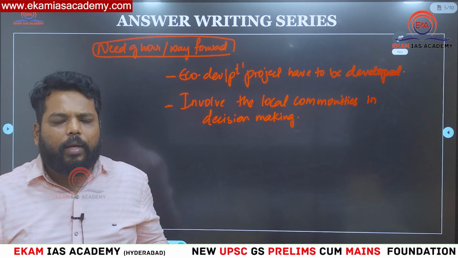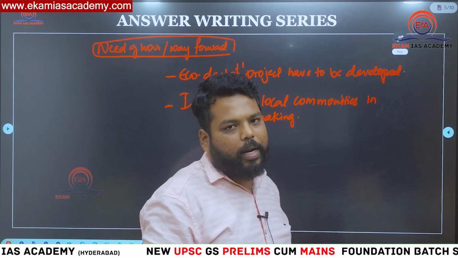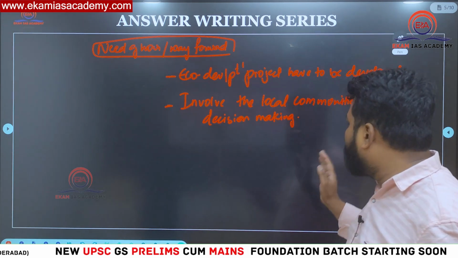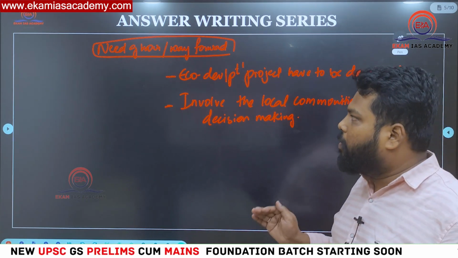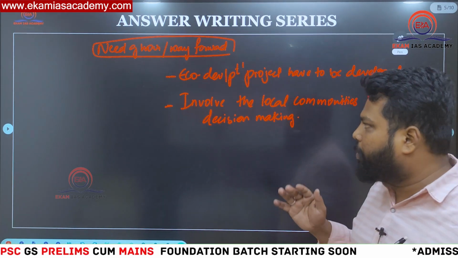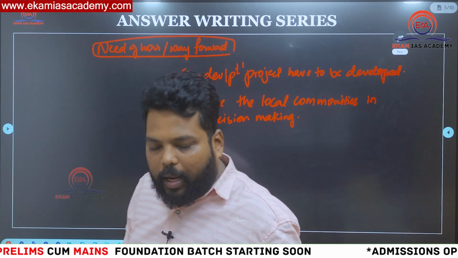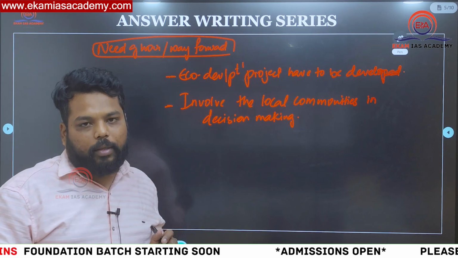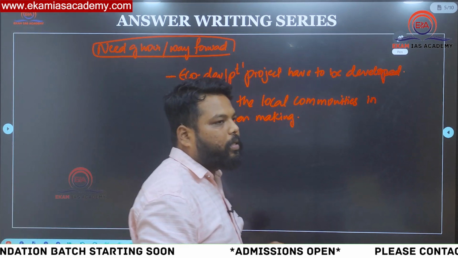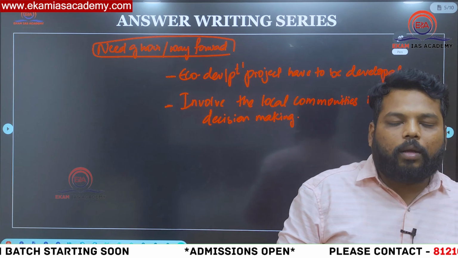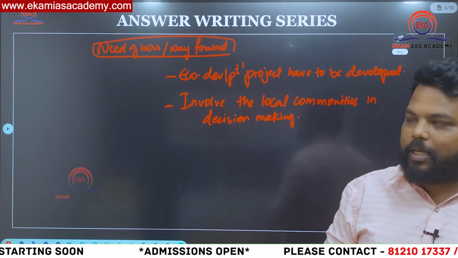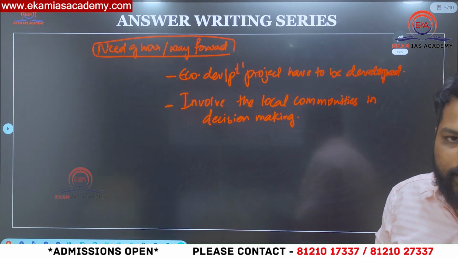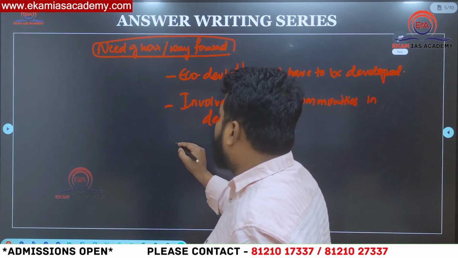See, every time it is not from the administration or management side that we have to follow the thing, but involving the local communities in the decision making will give the best outcome. Not only in this aspect, in any aspect, involving the local community has to be the primary thing. Okay. And as I have already said, committee recommendations can be added in the body, or committee recommendations can be written in the conclusions.